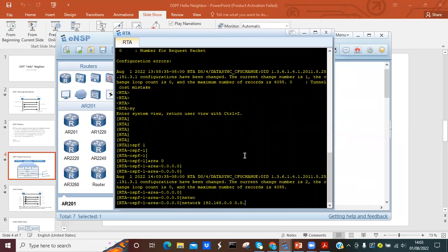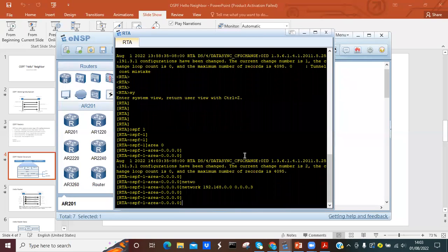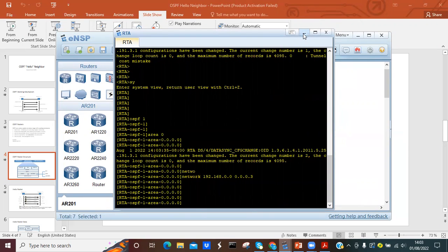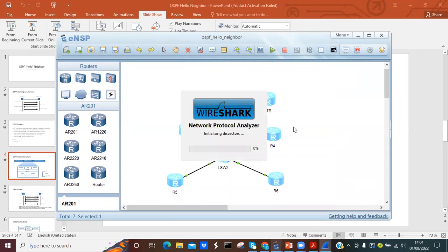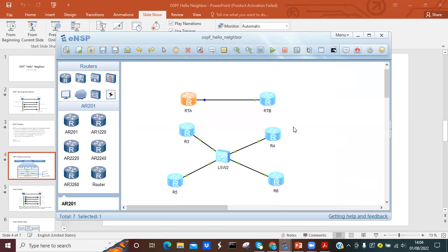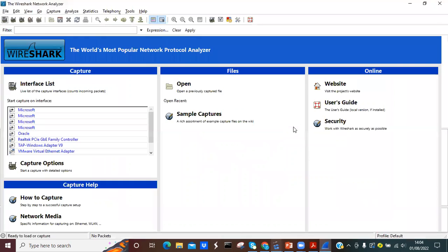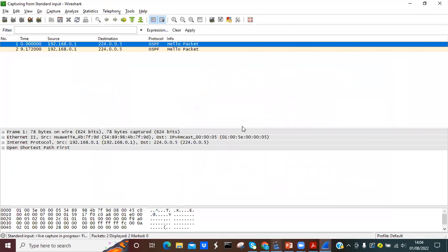So this one was point to point. If I can use Wireshark to capture the packets here, I can say start capture, and we can look at the structure of a packet. One of the packets should be a hello packet. So let's wait. You can see we have a hello packet already.